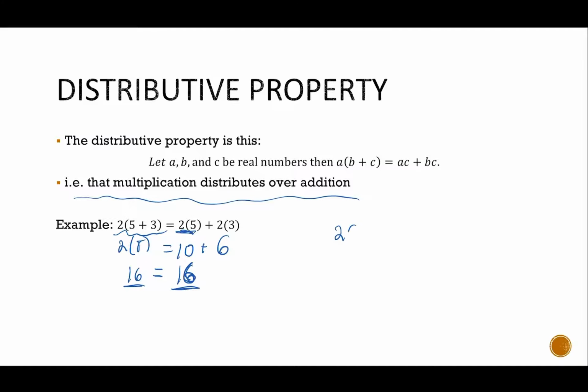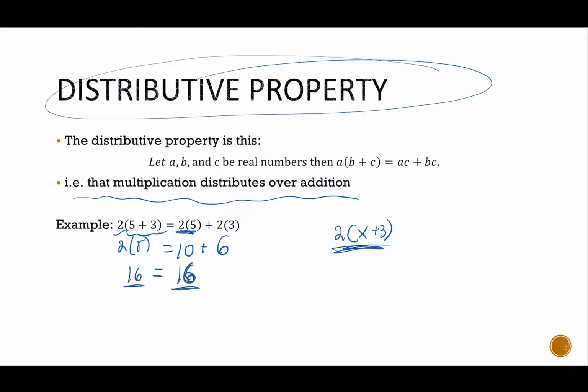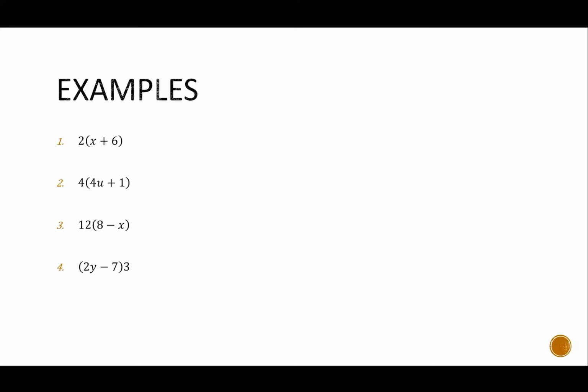But what if it had been 2 times (x plus 3), and I wanted to simplify this expression, which would mean getting rid of as many grouping symbols as possible? For that, we definitely need the distributive property. So let's actually do 4 examples. It's more examples than I normally do in these videos, but this is a topic that I think really you need to work on.